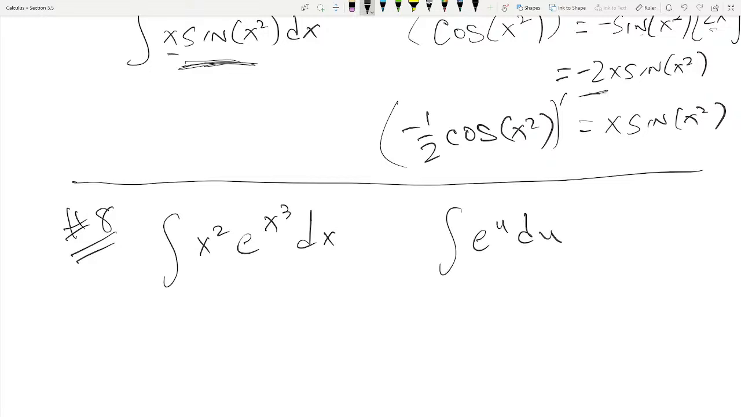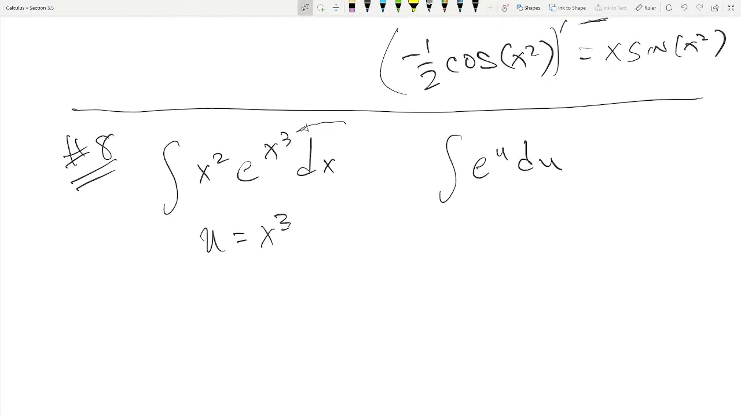So if I want e to the u du, well, I better pick u to be that thing right there, because I'm so good at that. I'm not worried about the other stuff. I'm hoping that they rigged it so it all works out. Okay, so I'm going to start off with that. u equals x cubed. Great. And then every time, take the derivative immediately. du on the left side, 3x squared dx.